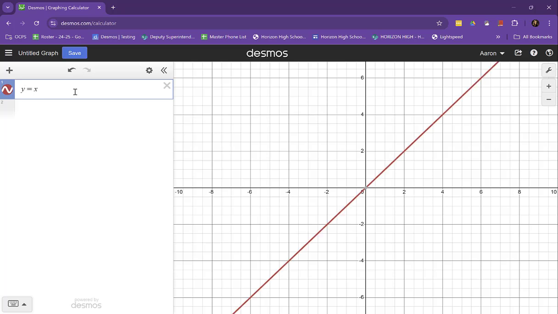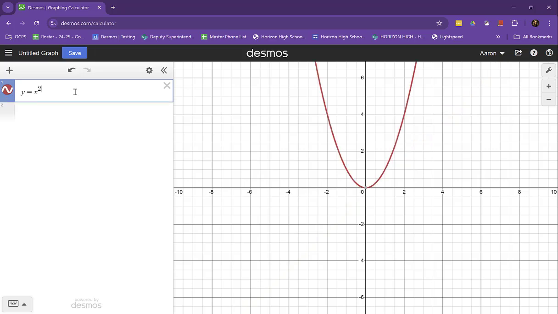Consider if I have y equals x, this would be a first degree polynomial or a linear function, and I get the graph of a line. If I have y equals x squared, I have a second degree polynomial or a parabola. If I have x to the third, I have a third degree polynomial, or we don't really have a name for this shape, kind of an S-curve sort of thing.